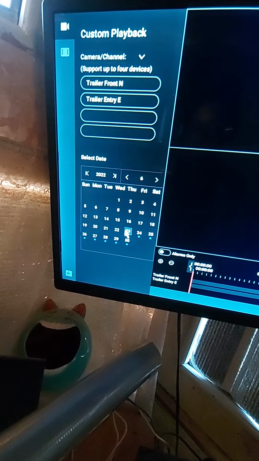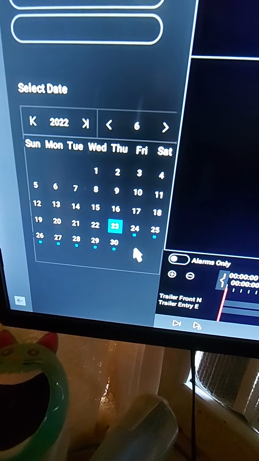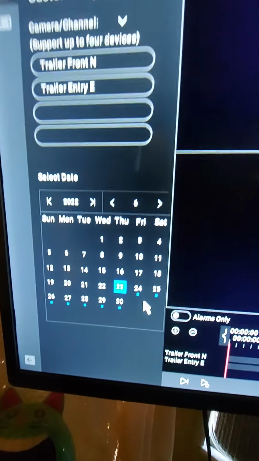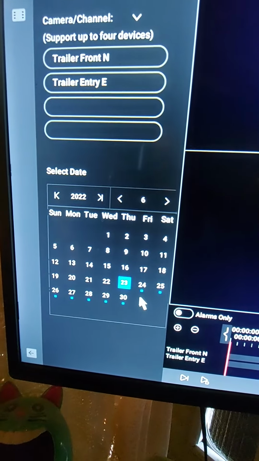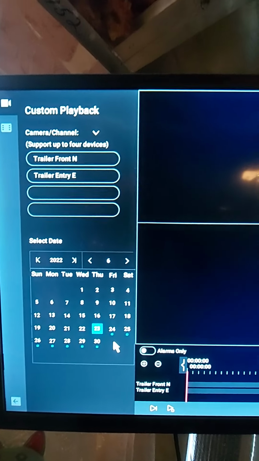So someone reset my entire system on the 24th. On Friday the 24th, and there's no video footage for the cameras from the 24th to present. Now, of course, it's still on the hard drive. It didn't wipe the hard drive. It just reset the entire system where I can't pull it up through this interface.